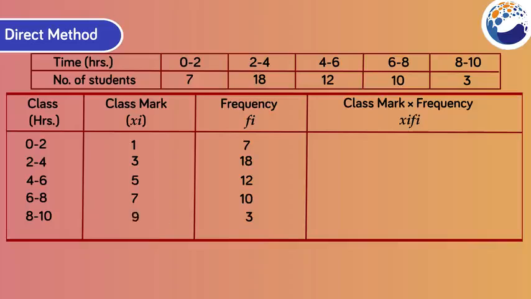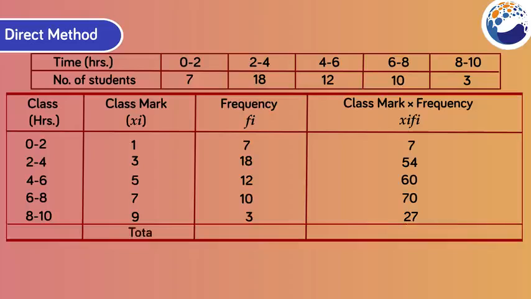Now for the fourth column, we multiply xi and fi as 1 into 7 is equal to 7, 3 into 18 is equal to 54, 5 into 12 is equal to 60, 7 into 10 is equal to 70, 9 into 3 is equal to 27. Here, summation fi is the sum of all frequencies, which is equal to 50. And summation fi xi is the sum of all fi xi, which is equal to 218.